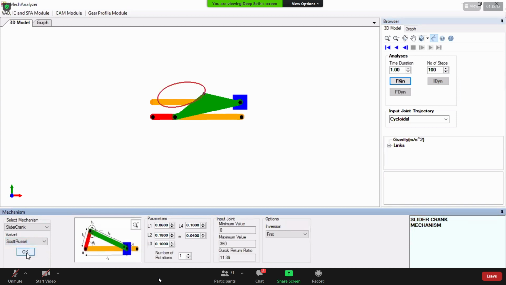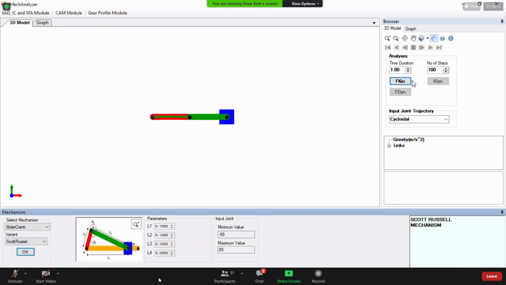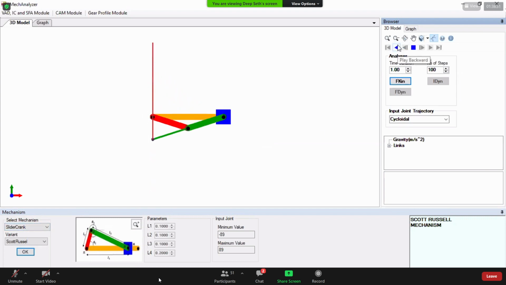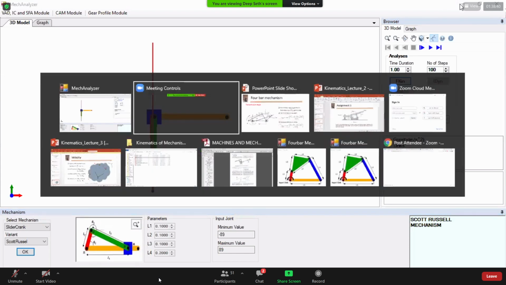Similarly, Scott Russell is kind of a slider crank mechanism, and this you can see. What you are forming here is a straight line. From this mechanism, you're forming a straight line. See, you have 4-bar linkages, and the point of interest is this, what you actually want. I hope I have answered your question.